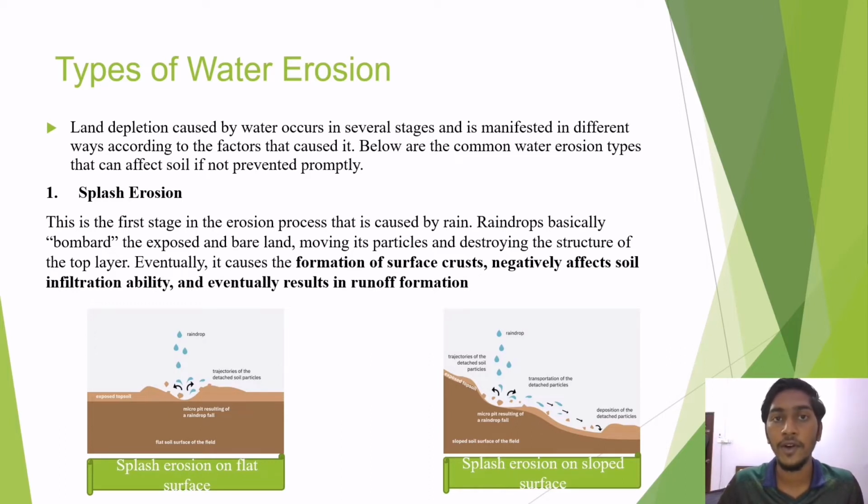The first type of water erosion is splash erosion. This is the first stage in the erosion process that is caused by rain. Raindrops basically bombard the exposed and bare land, moving its particles and destroying the structure of the top layer. Eventually, it causes the formation of surface crusts, negatively affects soil infiltration ability, and eventually results in runoff formation.